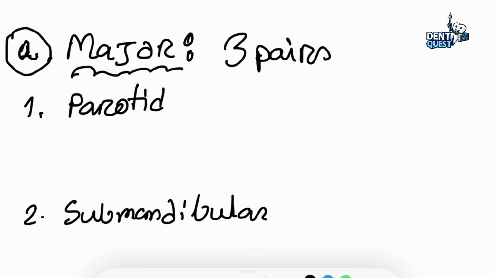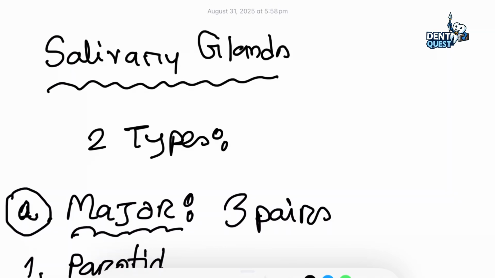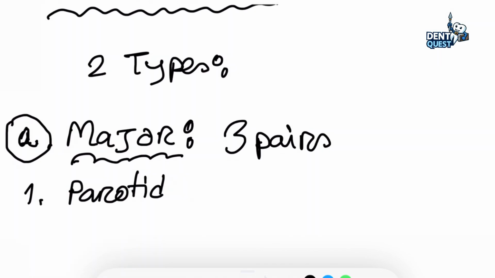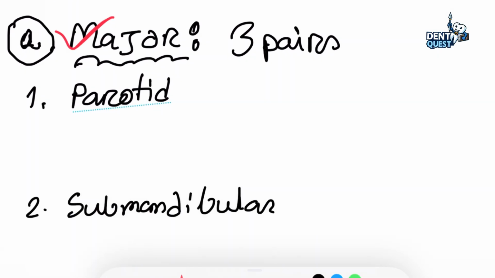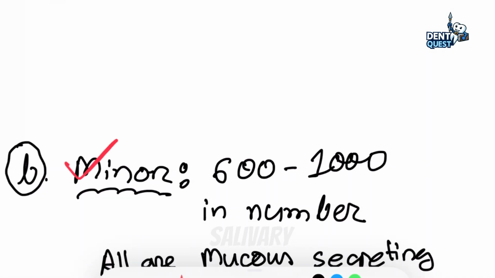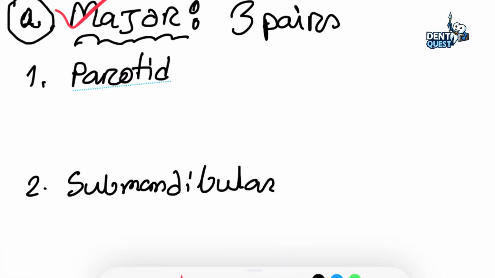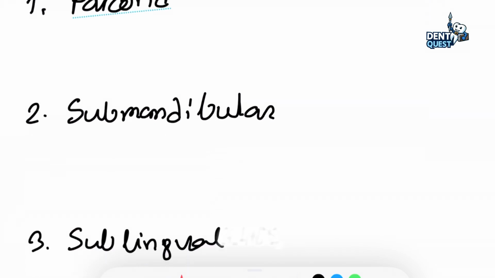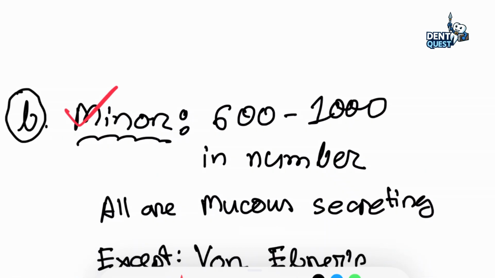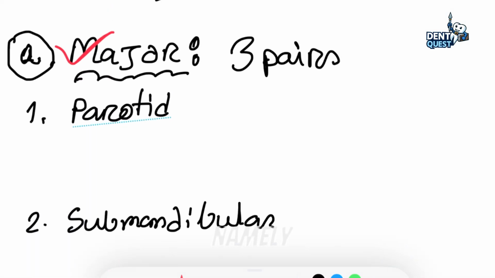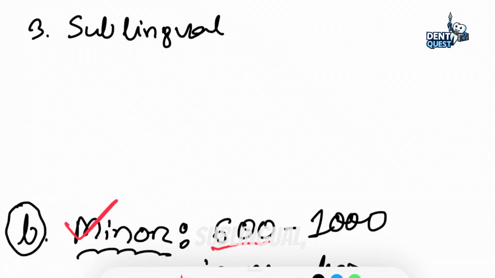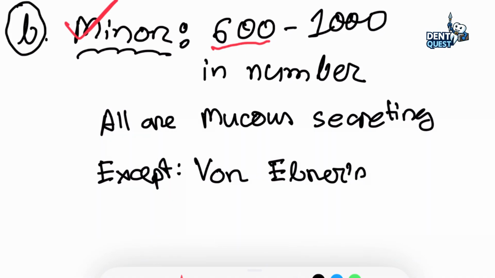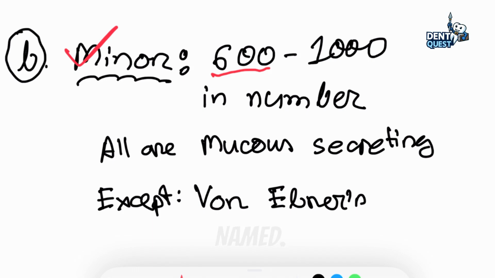In this video, I will discuss some points about the salivary glands. The salivary glands are of two types: the major and the minor salivary glands. There are three pairs of major salivary glands, but the minor salivary glands are numerous, 600 to 1000 in number. The major salivary glands are namely the parotid, submandibular, and sublingual, but the minor salivary glands are not named.